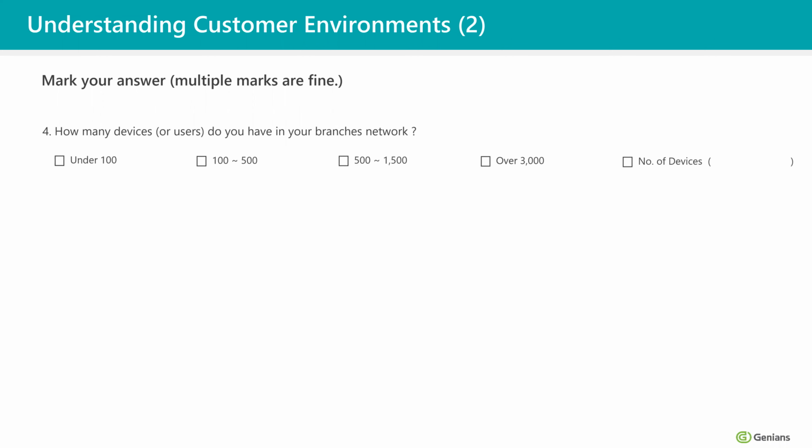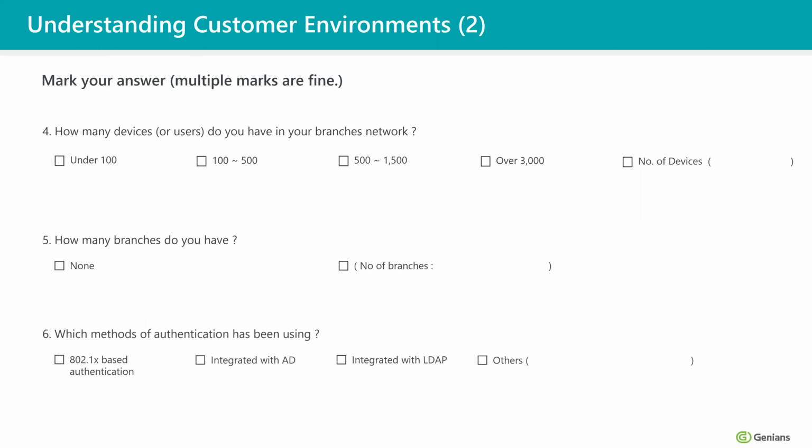Fourth question, how many devices or users do you have in your branch network? It is the same question as the one above. So if there is a branch and it should be managed, please check its devices in the branch as well. Fifth question, how many branches do you have? With the answer, we can start designing a diagram of how we deploy a network sensor on each branch.